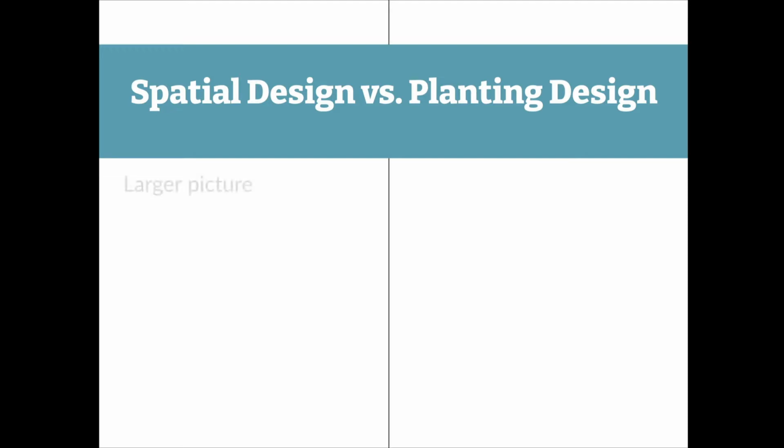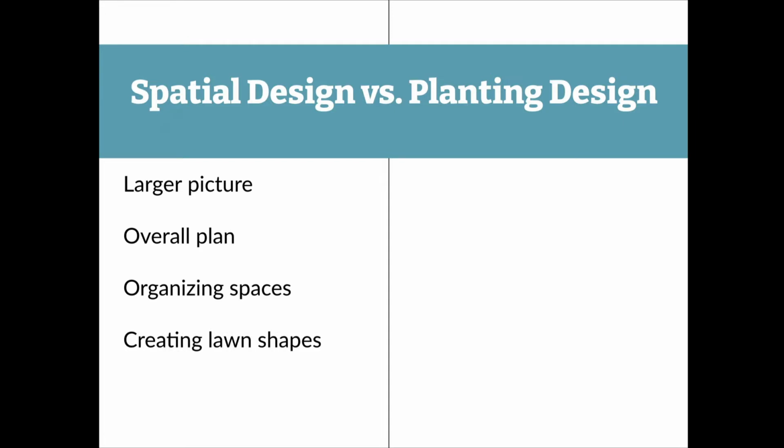Within spatial design, we are thinking about the larger picture or the overall plan of a design. Rather than looking at the individual details, we're trying to look at the overall space. You might have several spaces, but we're looking at the entire picture and having a broad overview of our landscape versus those details within it. We might be creating lawn shapes or patios or other outdoor areas, and we're starting to define those shapes and how they relate to each other also.